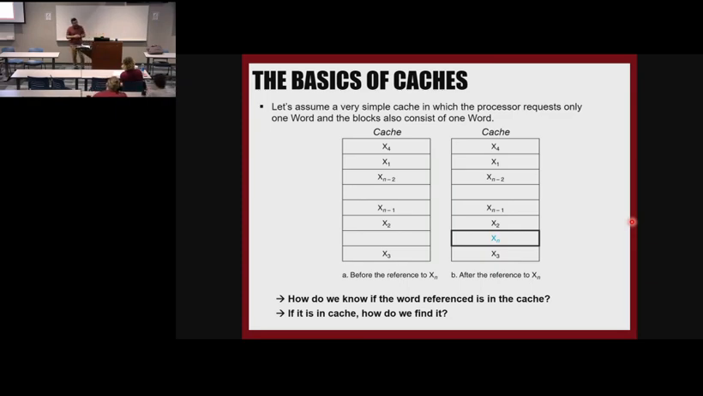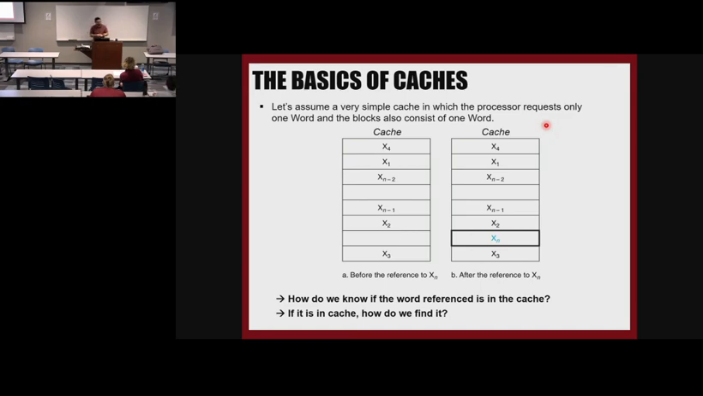How are we going to talk about it? We are going to start with a very simple example, a very simplified architecture. It's a simple cache, it has one word in each block. So pretty straightforward, we just have one block and one word in each block, and to make it even simpler, each word has one byte. Make it super simple.